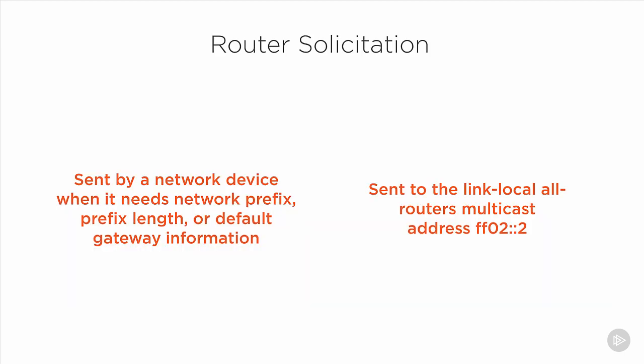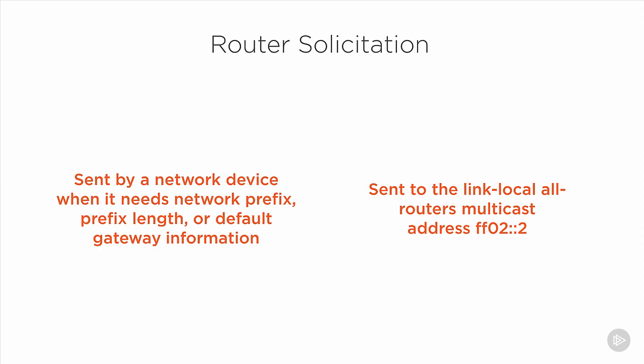A router solicitation, which is ICMP version 6 type 133, also called an RS message, is typically sent by a host, generally a computer, when it needs network prefix, prefix length, or default gateway information for SLAAC. This ICMP v6 message is sent to the link local all routers multicast address, which is FF02::2. Now, assuming that the host has no IPv6 address already configured, the packet is sent with the unspecified all zeros source address. Now, 2 things to note here.